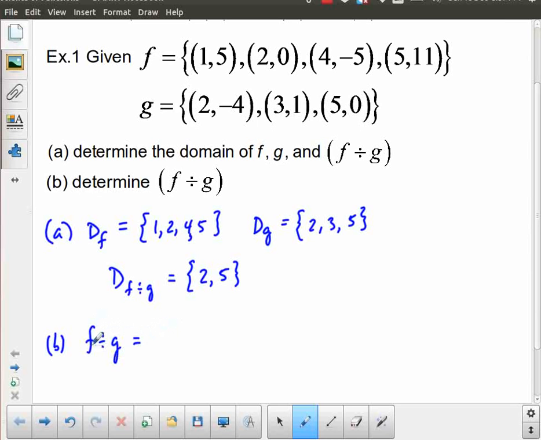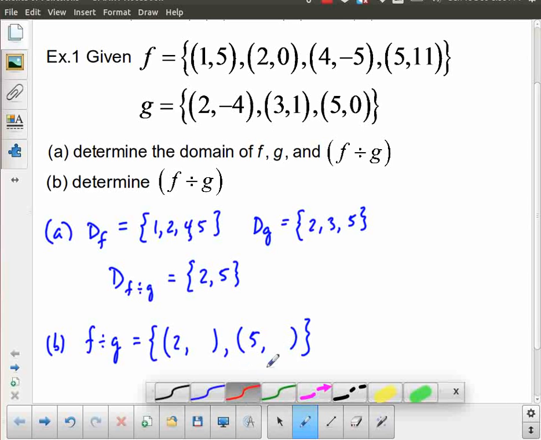Now, since I'm using set notation, I'm not going to say f of x divided by g of x. I'm not creating a function here. Well, actually, I'm sorry, it is a function, but I'm not creating an algebraic version of this function. I'm just creating a list of points. So since the domain, as I found it in part A, were the two values 2 and 5, then I anticipate that my 2 points are going to have x-coordinates. One will be x equals 2 and one will be x equals 5.